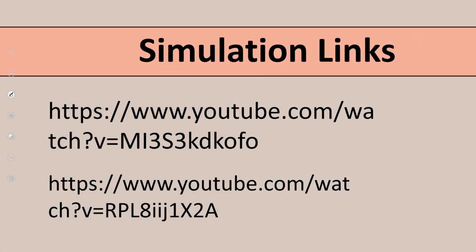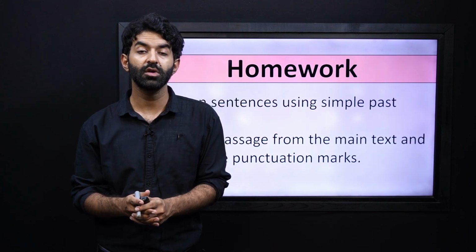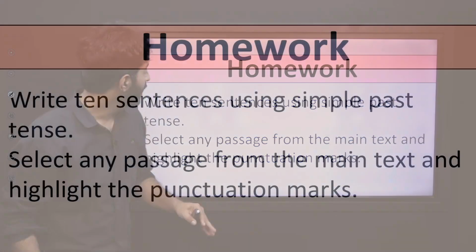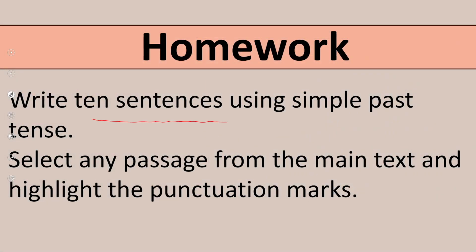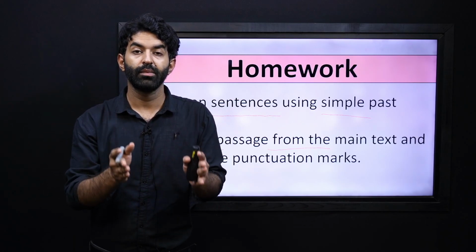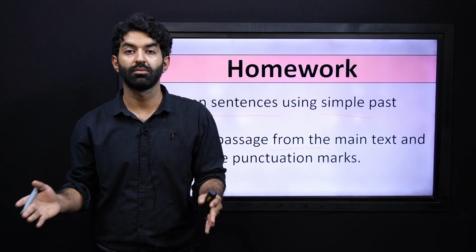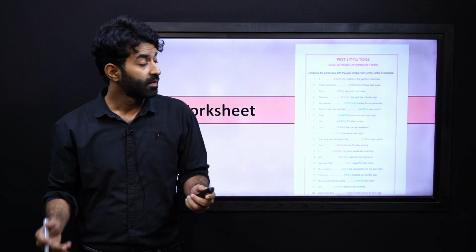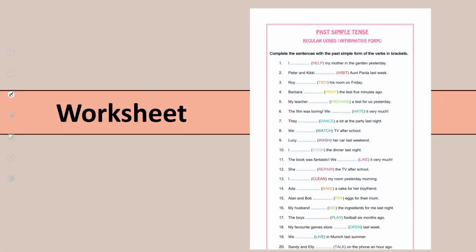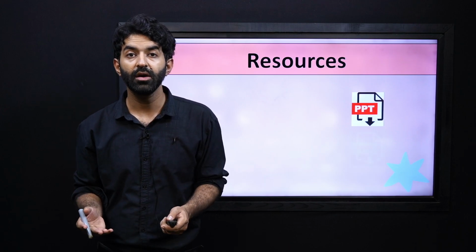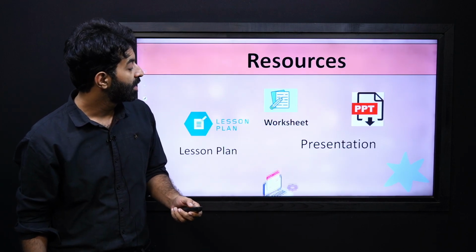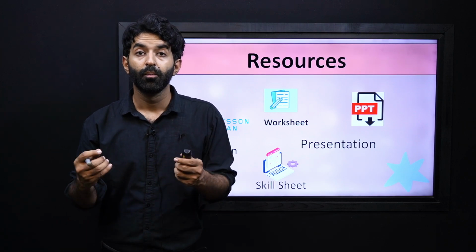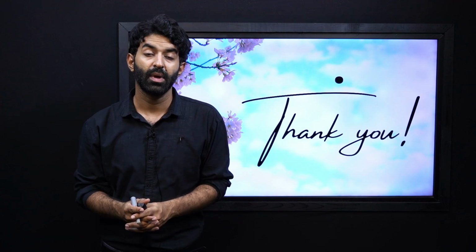Watch these simulation links to learn more about tenses and punctuation. And for the homework, what you're supposed to do is write 10 sentences using the simple past tense, make a list, and also select any passage from the main text and highlight the punctuation marks. All of them, make a list of how many commas, full stops, and all those punctuation marks you have found. This is your worksheet. This is about simple past tense. And now at the end, all these resources are mentioned. You can access them and also put your knowledge into practice by solving them and then get your assessment.